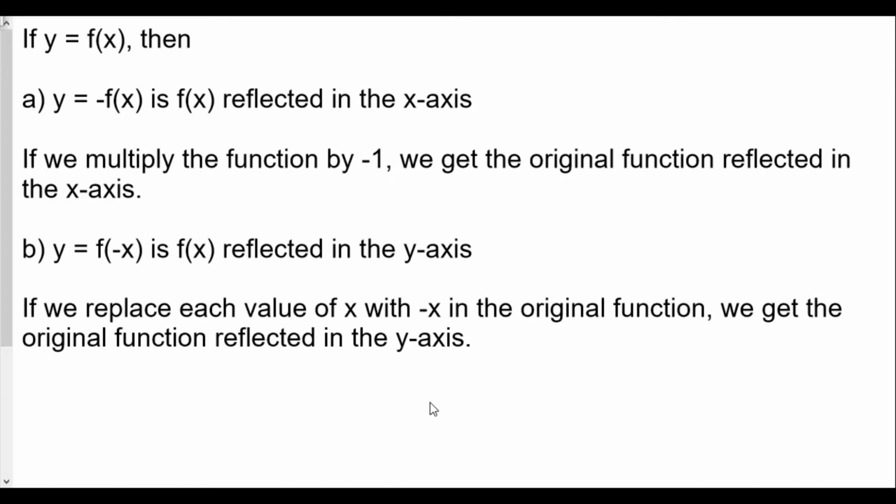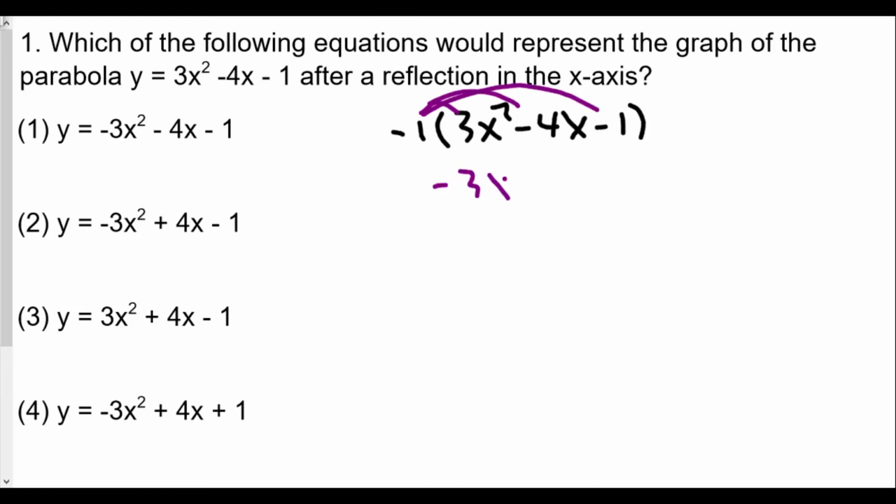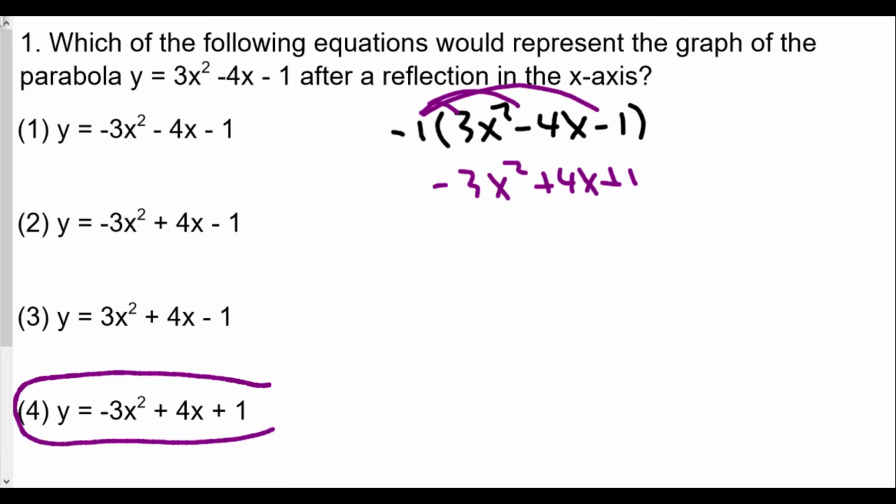So let's take a look at our question number 1. Reflecting in the x-axis, we're going to take our function and multiply by -1. So 3x squared minus 4x minus 1 multiplied by -1 means we're going to get negative 3x squared plus 4x plus 1. And that would be choice 4.